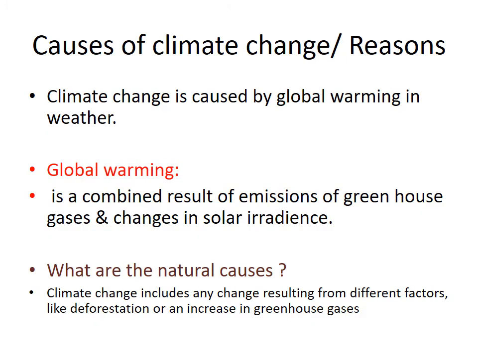Causes of climate change and reasons. Climate change is caused by global warming. Global warming, we have already seen, is a combined result of emissions of greenhouse gases and changes in solar irradiance. What are the natural causes of climate change? Climate change includes any change resulting from different factors like deforestation or an increase in the amount of greenhouse gases.